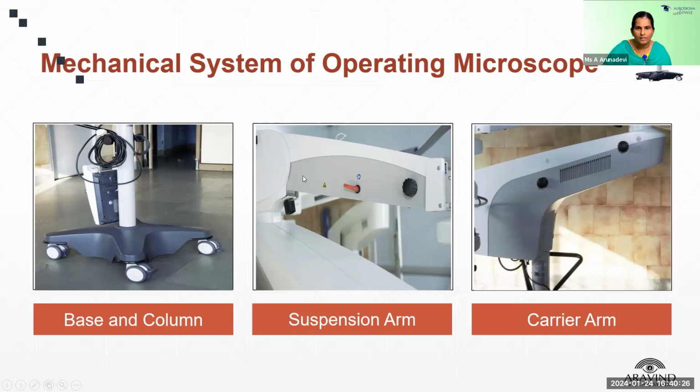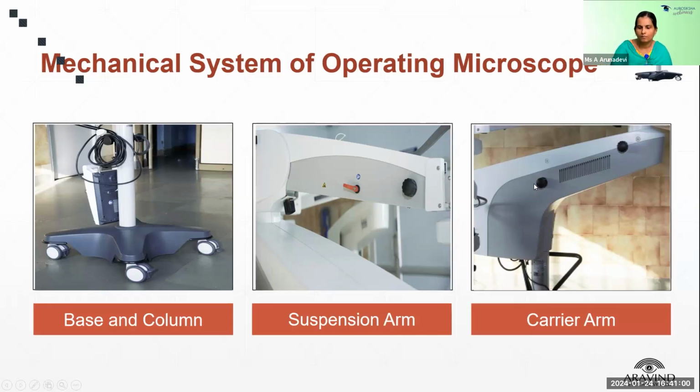These are the mechanical systems of the operating microscope. Base and column assembly: the floor stand has wheels and can be moved around the floor and fixed in place using brakes. Before using, ensure that the suspension arm is stable in position. If it is not, the optical system may fall on the patient. It can be rotated up to 290 degrees. Carrier arm: it consists of the power unit. Both arms have a friction knob to control the friction of the movement.